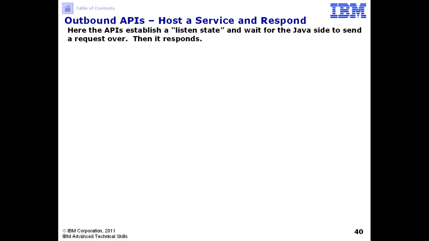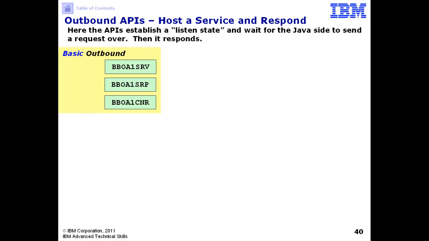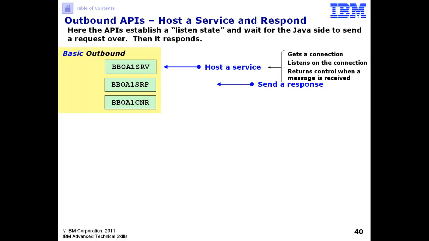Let's turn our attention to the outbound APIs. Here, the native program hosts a service and goes into a listen state until the Java program in WAS sends over its request. The basic outbound APIs consist of the three shown on the chart. BBOA1SRV is what hosts the service. BBOA1SRP is what sends the response back to the Java program. And BBOA1CNR is what releases the connection. These work in synchronous mode.